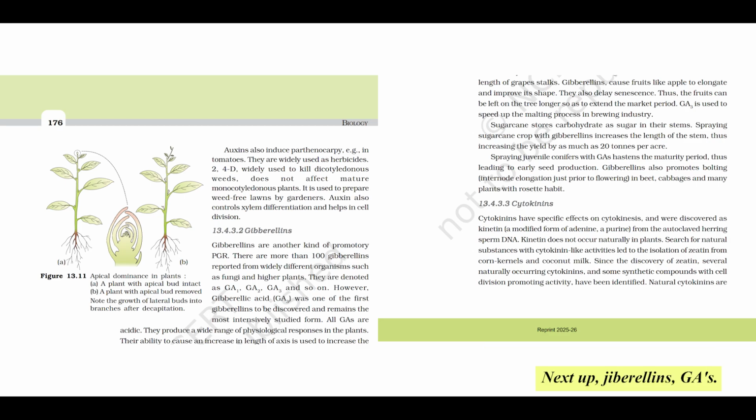Next up, gibberellins, GAs. Another group of promoters. Over 100 known types, GA1, GA2, GA3, all are acidic. GA3 is the most studied. More than 100. Wow. What do they mainly do? Their standout effect is causing an increase in length of axis, making things longer or taller, applied to increase the length of grape stalks, making bigger bunches. Also used to make apples elongate and improve shape.